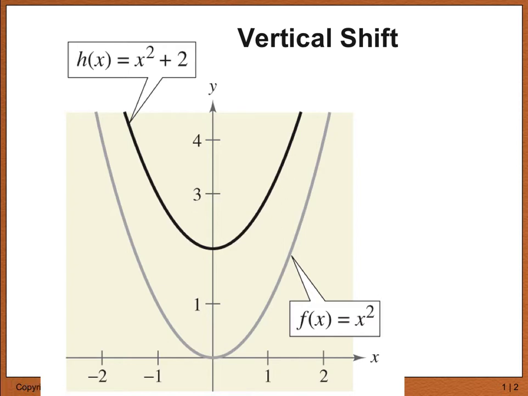Vertical shifts are simple. You just add if you want to go up, and you subtract if you want to go down. All right, so this is a shift of 2 units upward because we simply added 2 to the function, x squared plus 2, and therefore we're adding 2 to all the different y values for the parent, and that's why we have a curve that is shifted 2 units upward.